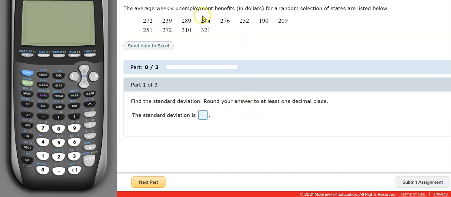They are giving you average weekly employment benefits, and they are randomly selected states listed below, right? So here we have a certain number of data and we are looking for the standard deviation. All right, so the standard deviation here, this is an important thing. They say randomly selected states are listed. So this is a sample, guys. This is not the population.